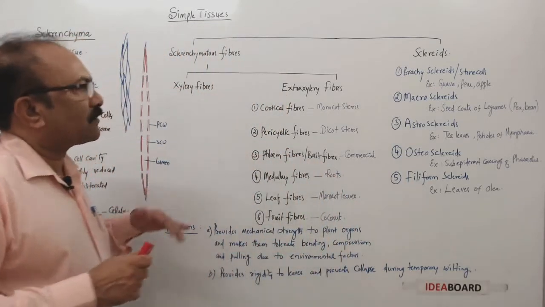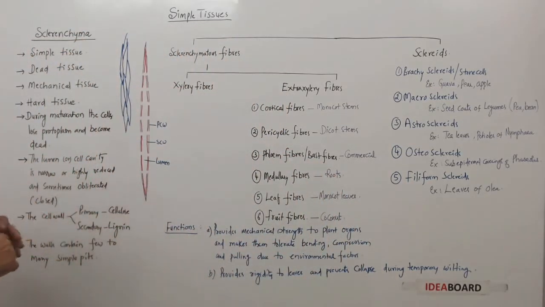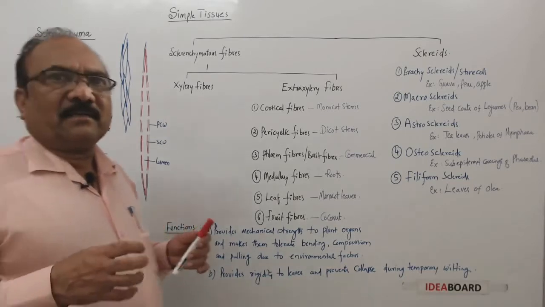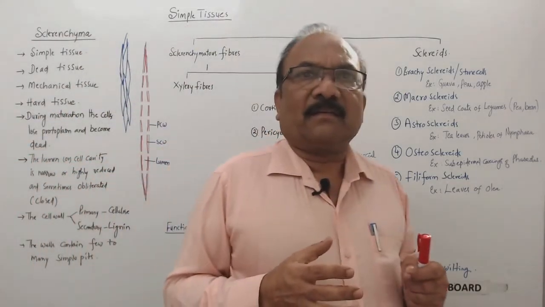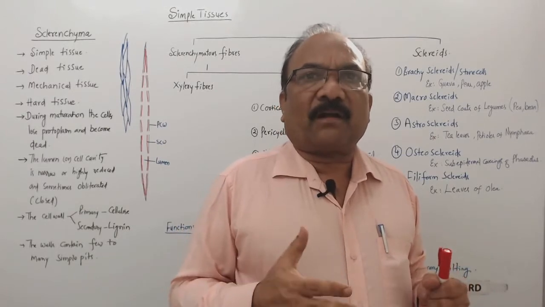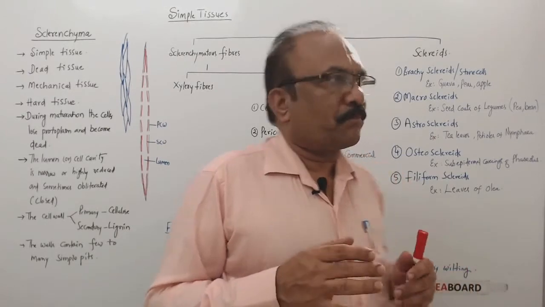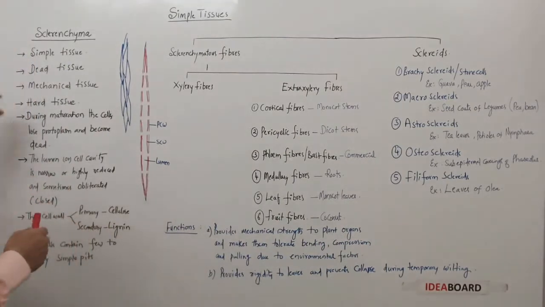Okay, so let us see the characteristics of sclerenchyma. Actually, sclerenchyma is a Greek term, and the meaning of sclerenchyma itself is hard tissue. So we can understand that this tissue will provide hardness to the part wherever it is present. Now the first point, it is a simple tissue.